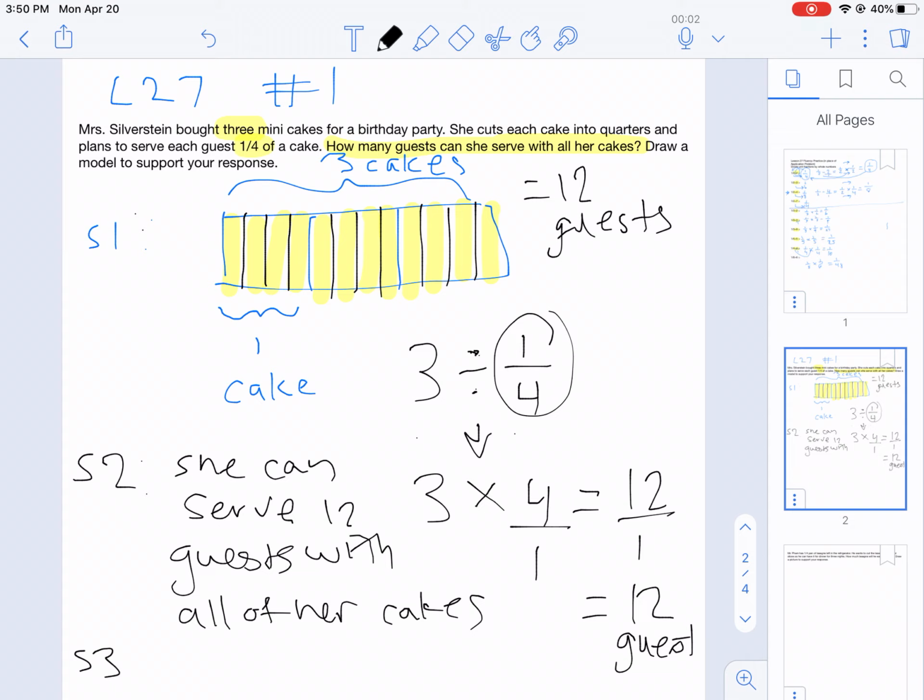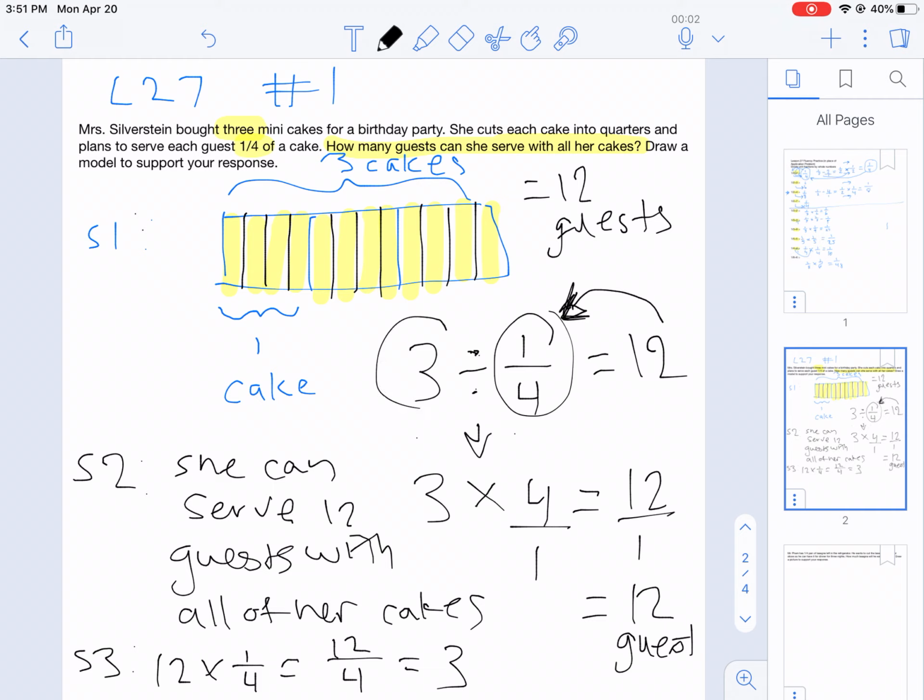And step 3, you are checking your work. So we know that our equation here equals 12. And so to check our work from what we learned yesterday, you take your quotient and you multiply it by the second factor. So we have 12 times 1/4, which is the same thing as 12 over 4, which equals 3. Okay, and our answer should equal our whole. So we got this correct.